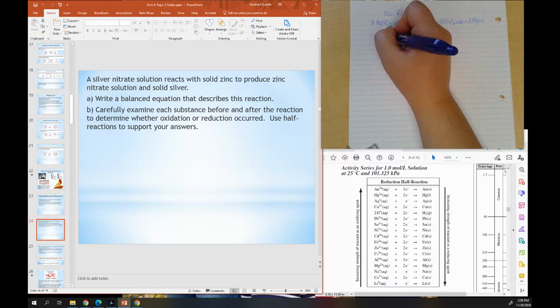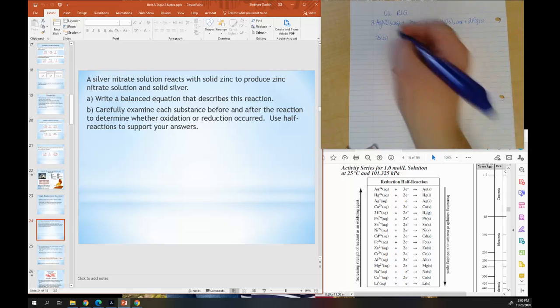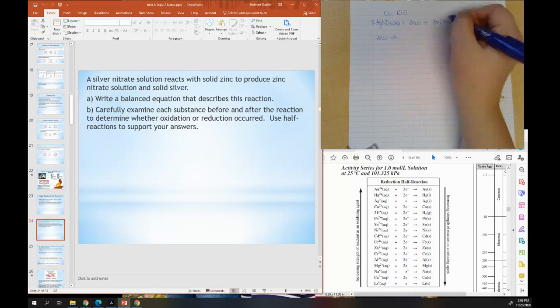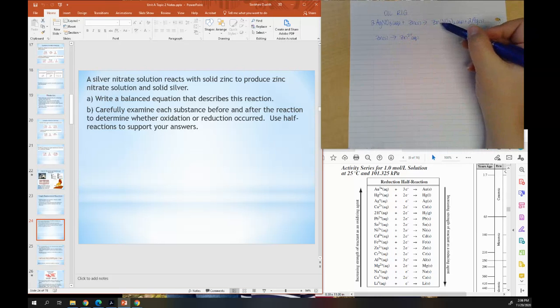So again, we have zinc on the left-hand or reactant side. And then we have zinc in its ion form on the right-hand side or the product side. So again, if you're wondering, oh, how did you know zinc was 2 plus? Just take a look at your periodic table. It tells you zinc is 2 plus right there.